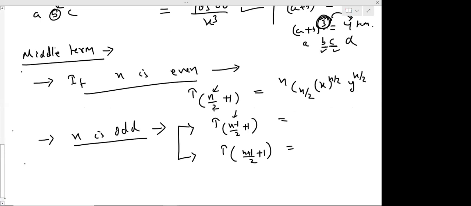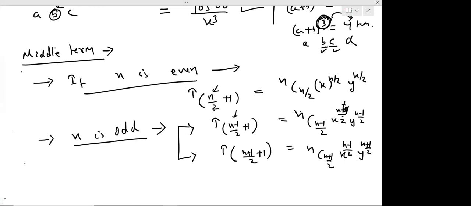So here the formula you can write: nC(n minus 1)/2, x to the power (n plus 1)/2, y to the power (n minus 1)/2. This will be the (n plus 1)/2 term. And here this is nC(n plus 1)/2, x to the power (n minus 1)/2, y to the power (n plus 1)/2.